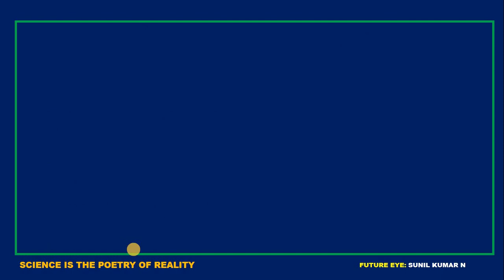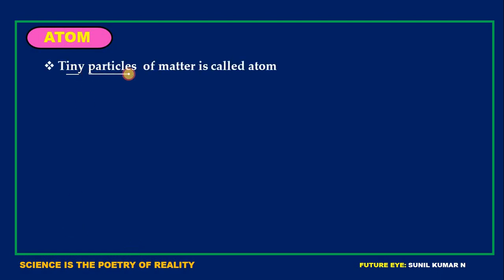Children, in this class I am going to tell you only the basic things which we require to understand this chapter. Hence, first let me start from atom. Tiny particles of matter is called atom. It means we all are surrounded by many different objects. All these objects are substances made up of matter, and the matter is made up of tiny particles. Those particles we call atom.